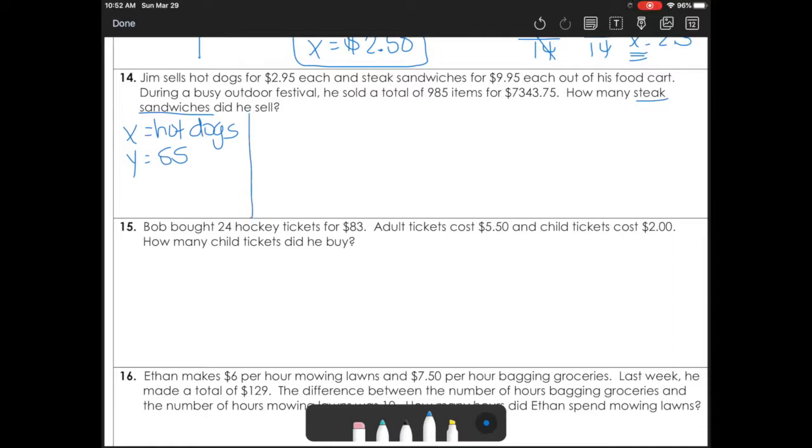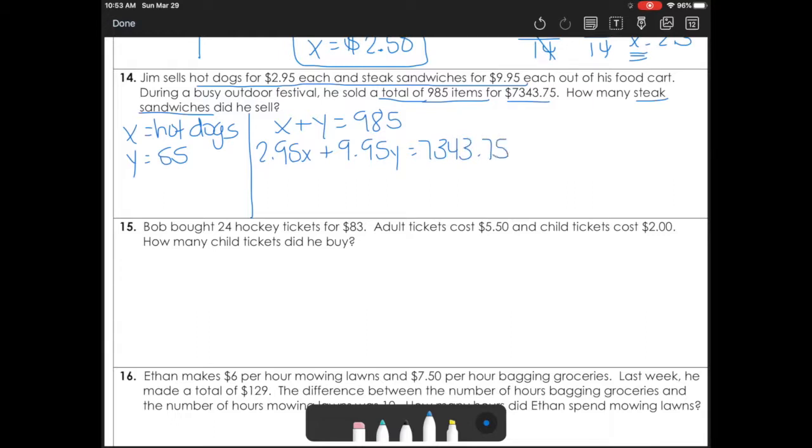First equation right here. Hot dogs, $2.95 each. Steak sandwiches, $9.95 each. Oh, 985 total items. So remember, you just do x plus y equals the total items. Your second one is going to be your cost. So 2.95x plus 9.95y equals 7343.75. Okay.